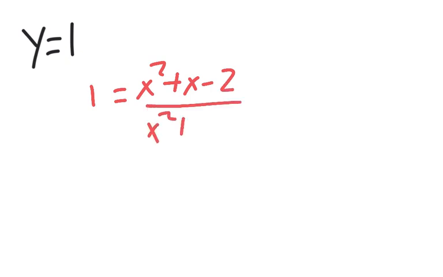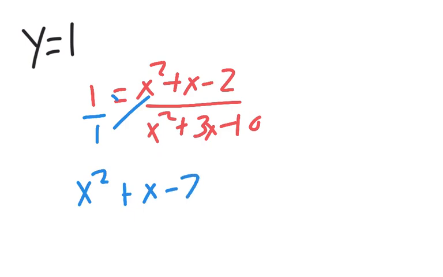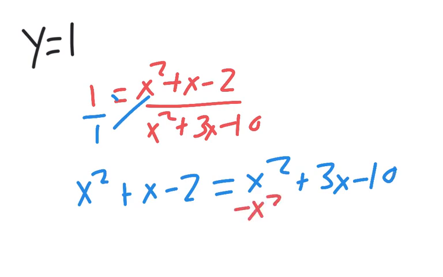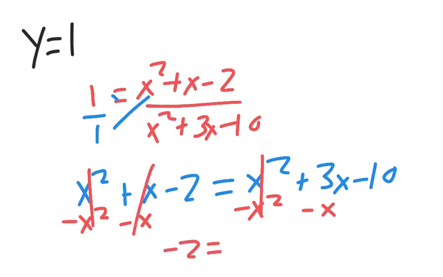Well, let's see. If I do 1 equals x squared plus x minus 2 over x squared plus 3x minus 10 over 1, cross multiply. So I'm looking, where does x squared plus x minus 2 equal x squared plus 3x minus 10? So get all your x's to one side. So subtract x squared. So those go away. I'm going to subtract x. That's the way I would do it. And so those go away. That leaves me with negative 2 equals 2x minus 10.